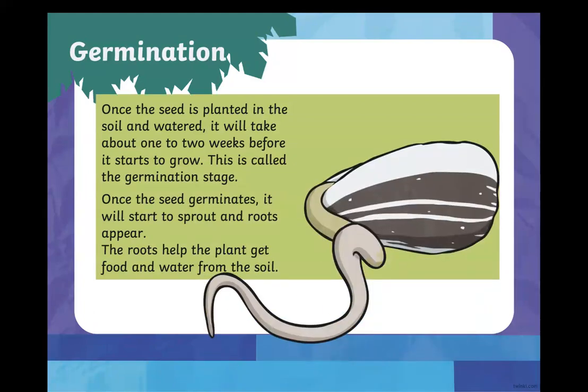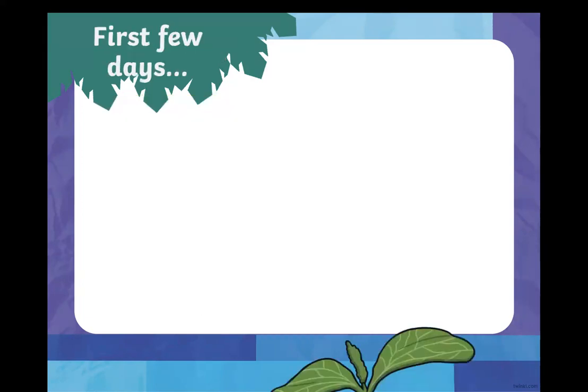Now, I have mentioned a while ago about germination. This sunflower seed is already swelling, and now the first root is out. Once the seed is planted in the soil and watered, it will take about 1 to 2 weeks before it starts to grow. That is the germination stage. And once the seed germinates, it will start to sprout and roots appear. The roots help the plant get food and water from the soil. The roots will help it to get nutrients and water too.